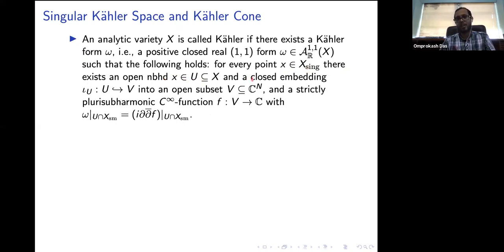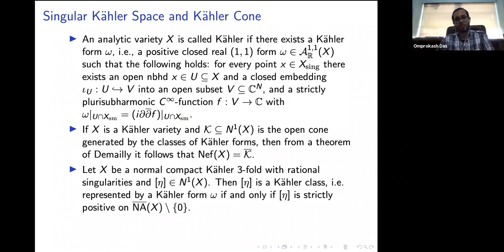When I embed U inside an open subset of C^n, there should exist a strictly plurisubharmonic C-infinity function F, such that when I take i del del-bar of F and restrict it to U intersected with the smooth locus, that part should be the same as omega. So basically, I'm saying that even in a neighborhood of a singular point, locally it should come as a pullback from an open subset of C^n, such that when I take the intersection with the smooth locus, that part is the same. That is it. It's not too much required here.